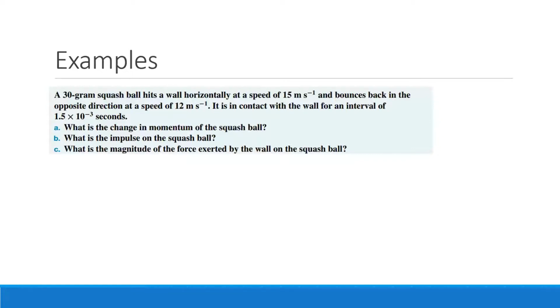Let's do this quick question here. Very similar, in fact, almost the same as the question we did today in the attendance question. A 30-gram squash ball hits a wall horizontally at a speed of 15 meters per second and bounces back in the opposite direction at 12 meters per second. It is in contact with the wall for an interval of 1.5 times 10 to the negative 3 seconds. What is the change in momentum of the squash ball? What is the impulse on the squash ball? What is the magnitude of the force exerted by the wall on the squash ball?